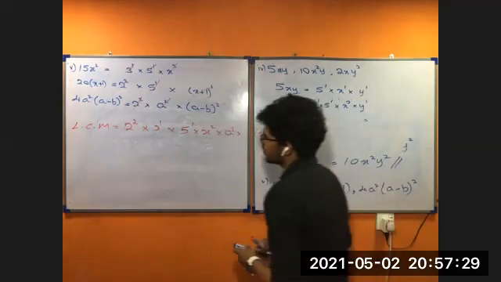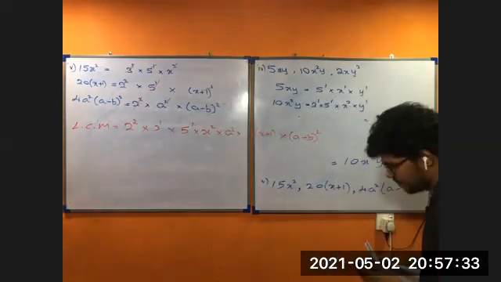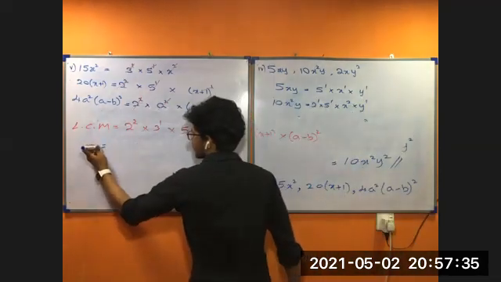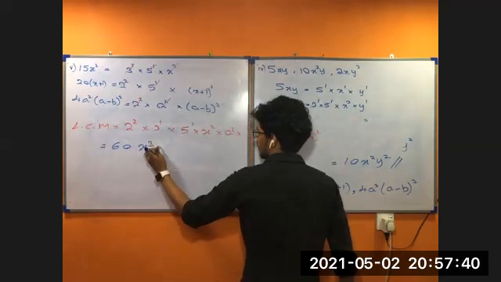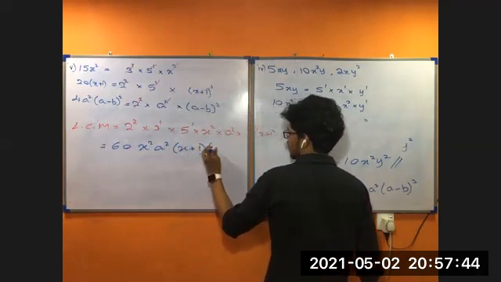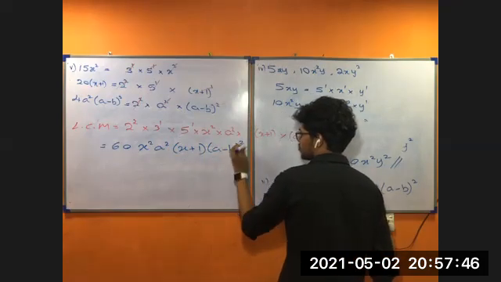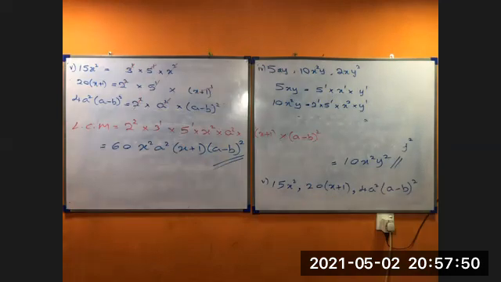So we have 4 times 3, 12, 12 times 5, 60. So we have 60x squared, a squared, x plus 1, a minus b whole thing squared. Done. So this is the LCM of those 3 numbers.